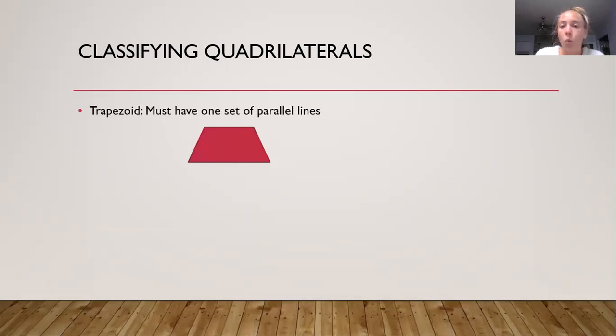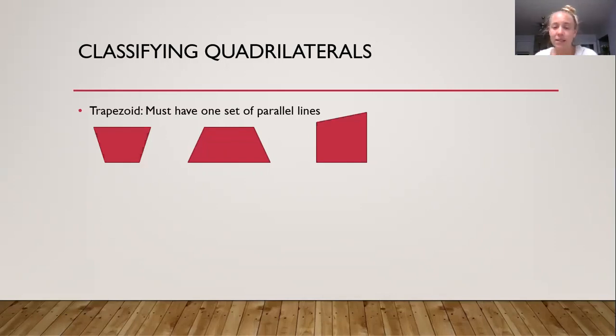Trapezoids must have one set of parallel sides. So trapezoids are not going to be a parallelogram because they only have one set of parallel sides. The first two trapezoids that you see on your screen are called regular trapezoids because the opposite sides that are not parallel are equal in length. The third one is an irregular trapezoid because it has a set of parallel sides, but it has this side here that is not equal in length to this side here.